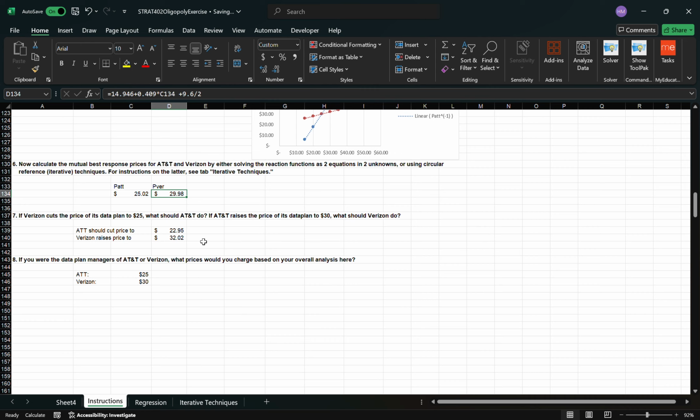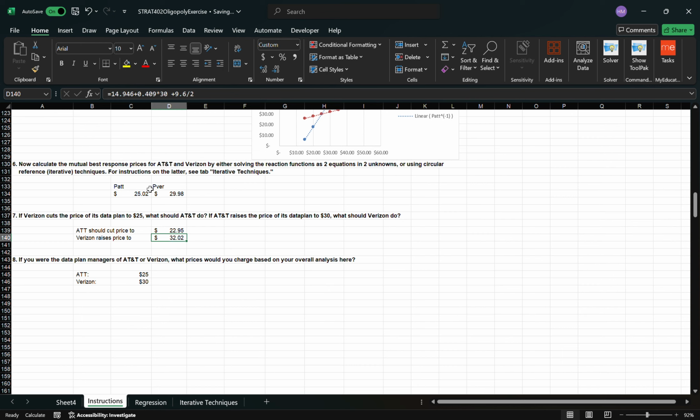Number 7 says, if Verizon cuts the price of its data plan to 25, what should AT&T do? So again, I just take the equation that we've been using. So it would be 10.975 plus 0.415, and then you just plug in the 25, and then plus 3.2 over 2, which is our cost over 2.